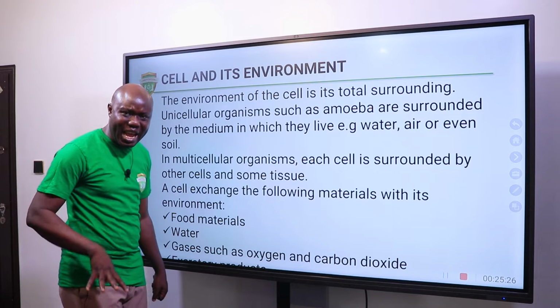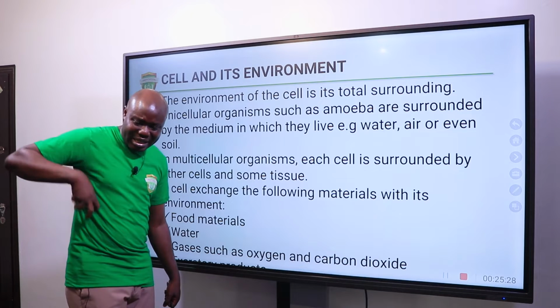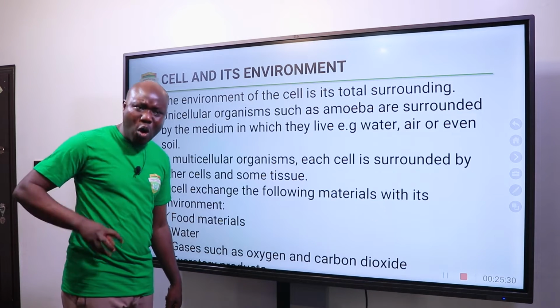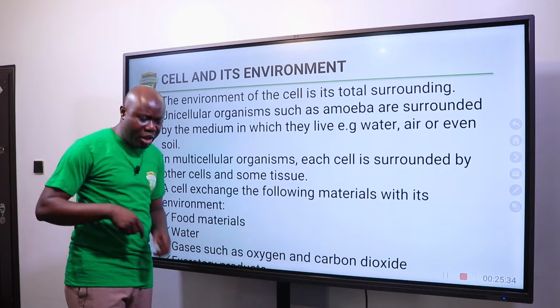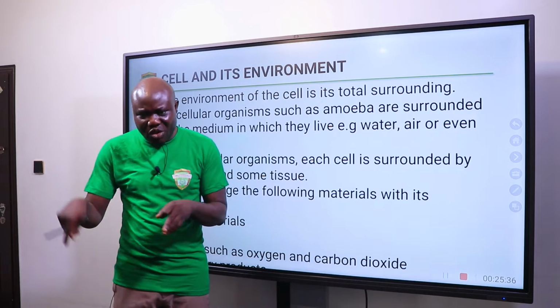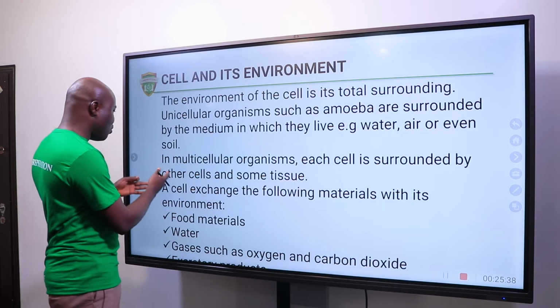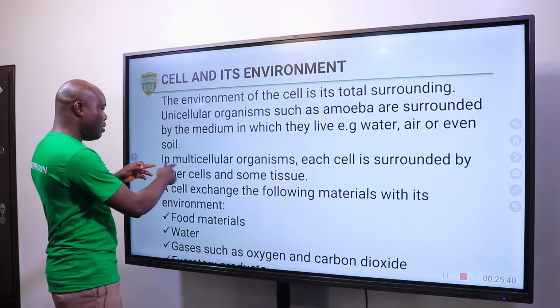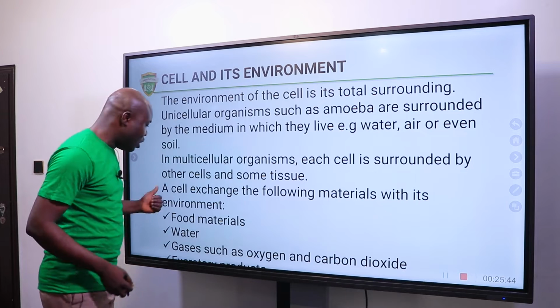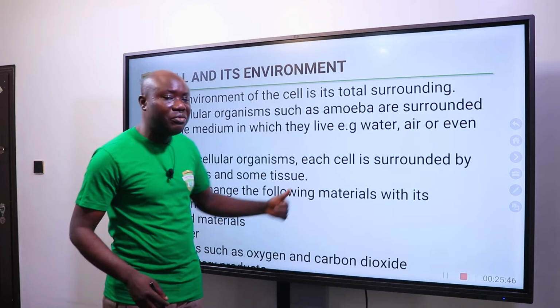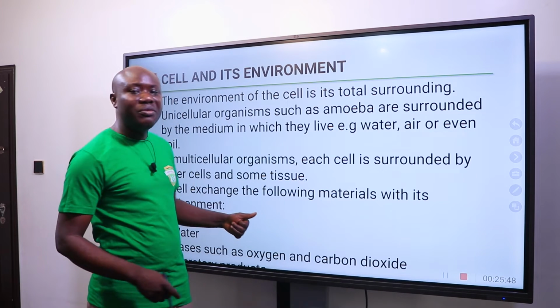I am standing here, I am a cell, but inside me, I have more cells. I have millions of cells inside me. Now, the point is, each of them is surrounded by other cells, and that is what we put here. In a multicellular organism, each cell is surrounded by other cells and some tissues. So a cell exchanges the following materials with its environment.